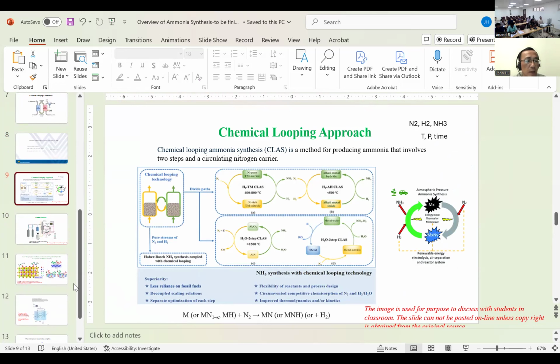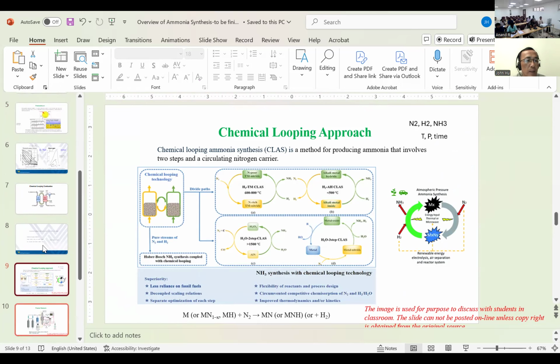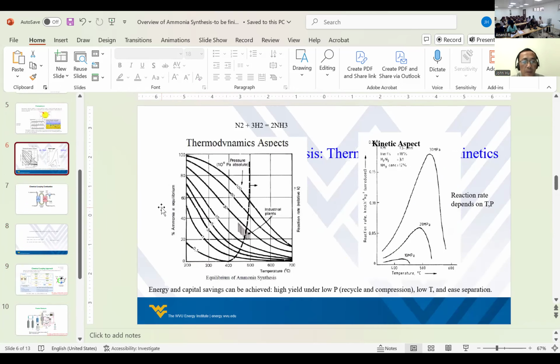So if you look at ambient pressure operation, I'm going back. Keep in mind, at ambient pressure and 400 degrees C, you essentially do not produce ammonia. But for chemical looping ammonia synthesis, you operate at 600 degrees C. And I think I can email Dr. Anand the paper from my student. If you look at the conventional way to make ammonia, at 600 degrees C and ambient pressure, you do not produce ammonia. But that's not true.